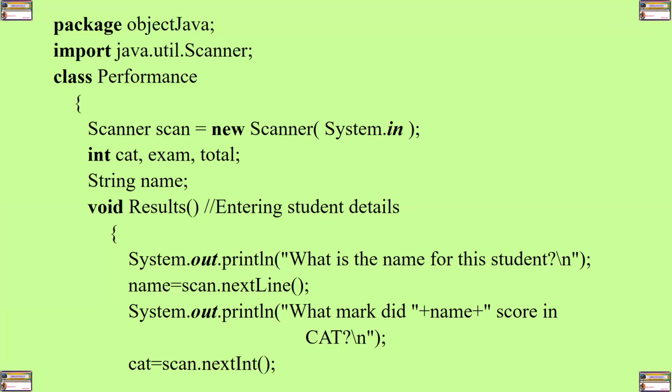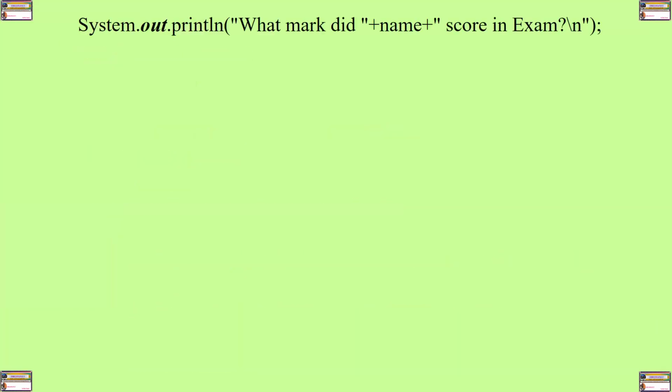And then we enter the value that the student has gotten in cat. This value will be read by the method called nextInt through the object called scan, and the value which will be entered will be assigned in the memory location called cat.